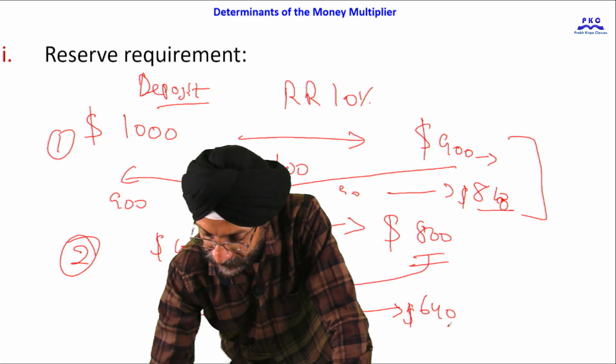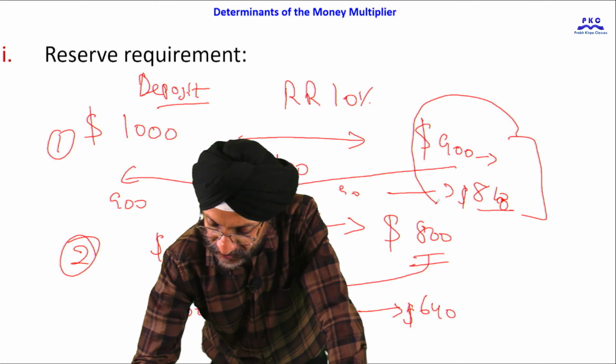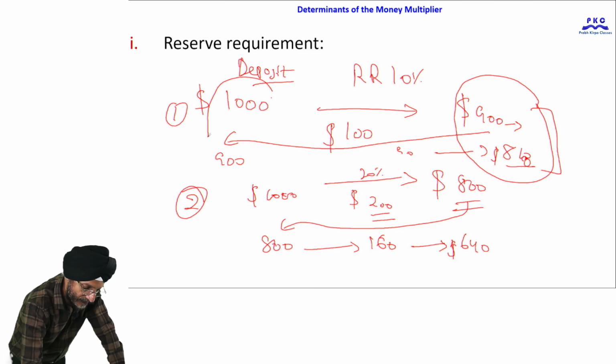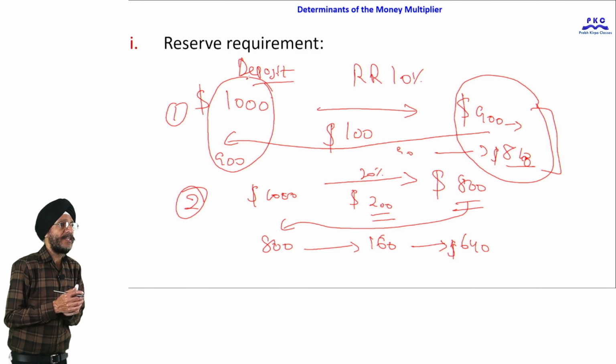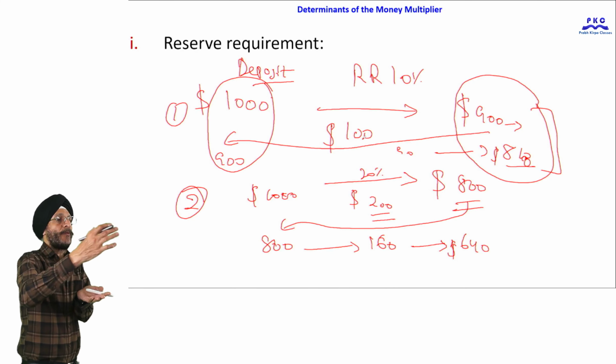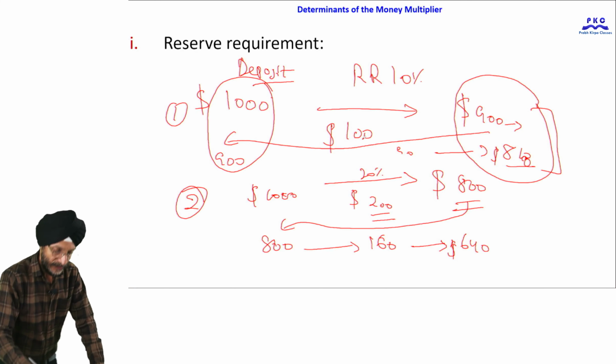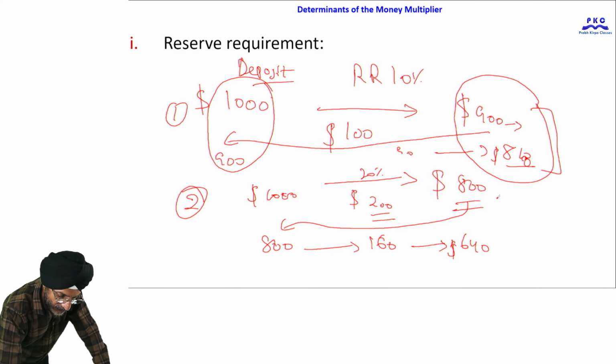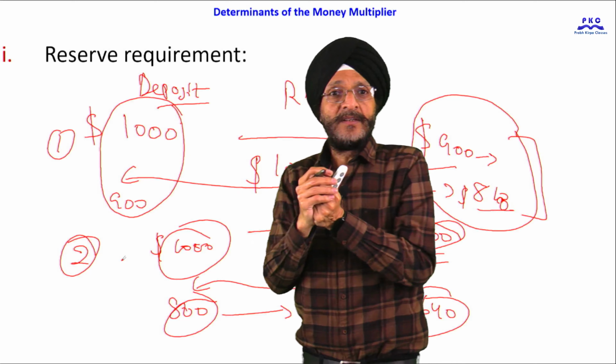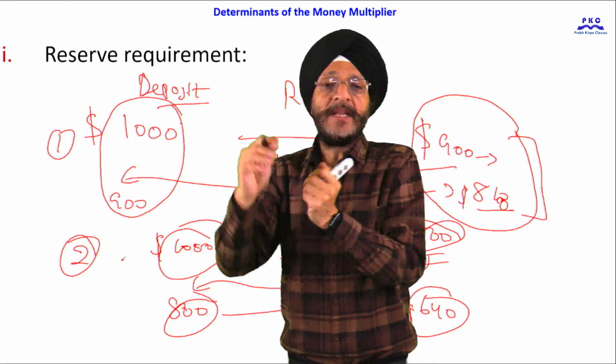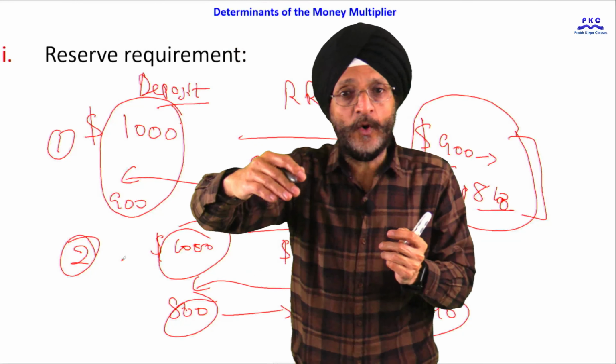So in the first case, you will observe that when the reserve requirement was less, the loan was more, and deposits were increasing on the higher side. But if the reserve requirement is set at a higher point by the central bank, the loans provided are also lesser. So when the reserve requirement is increased, it will adversely affect the money multiplier. Money supply in the economy will decrease.